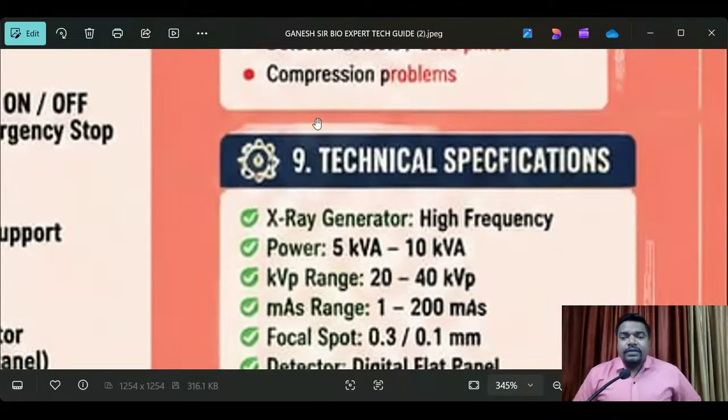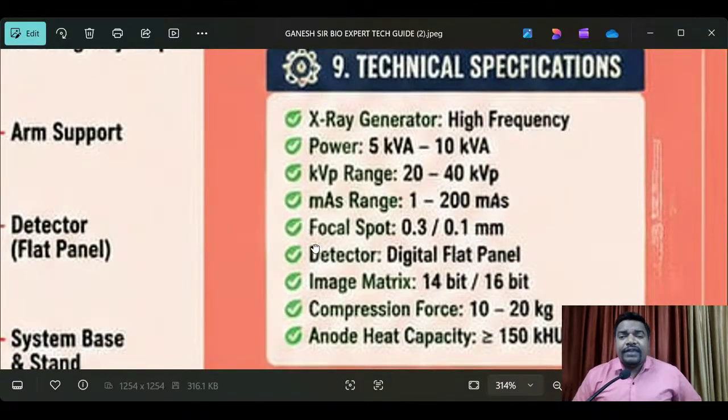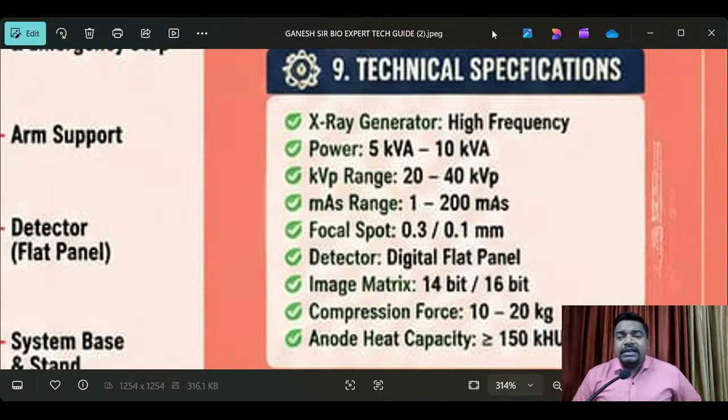Next point, see, technical specifications. What are the technical specifications for mammography? As a biomedical engineer, this basic information is very, very important. Sometimes electrical fluctuations or electrical disturbances come, and anything can happen. That is why you need to know these basics, so you can give justification for any problems and diagnose the issues. Listen carefully to what I am saying here.